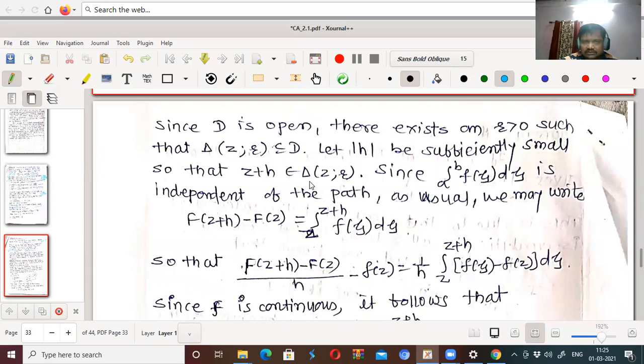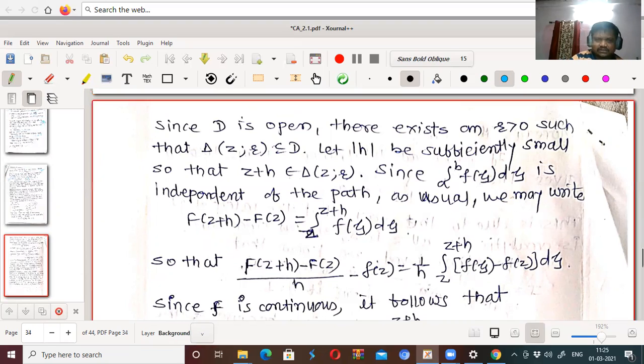It belongs to a circle having center z, radius r. Since the integral from a to b of f(z) dz is independent of the path, we may write F(z+h) − F(z) equal to the integral from z to z+h of f(z) dz. Independent of path means what?